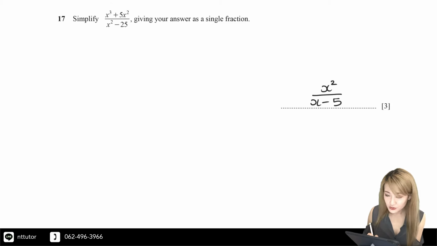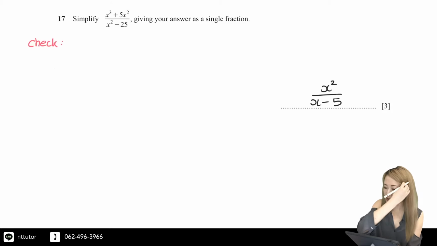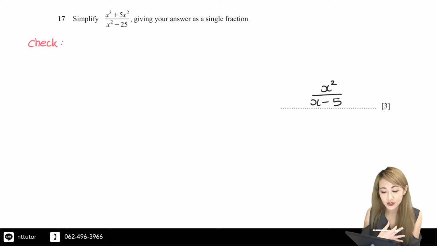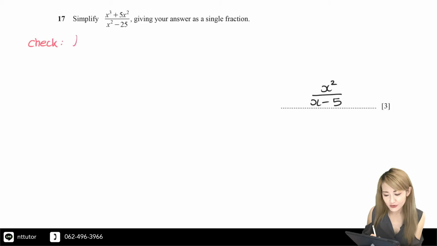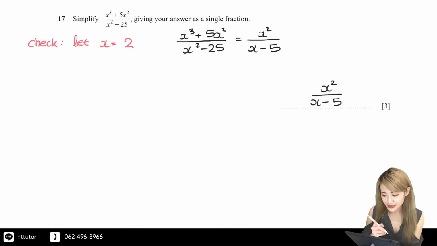We can also check your answer to this because when you simplify fractions, the value of it should still be the same no matter how you write it, because it's the same thing. So we can check by letting x be a random number. So let x equal 2, for example. These two expressions must be equivalent to each other. That means that if I substitute 2 into either one of them, it should give the same value. And this is what we're going to use to check.